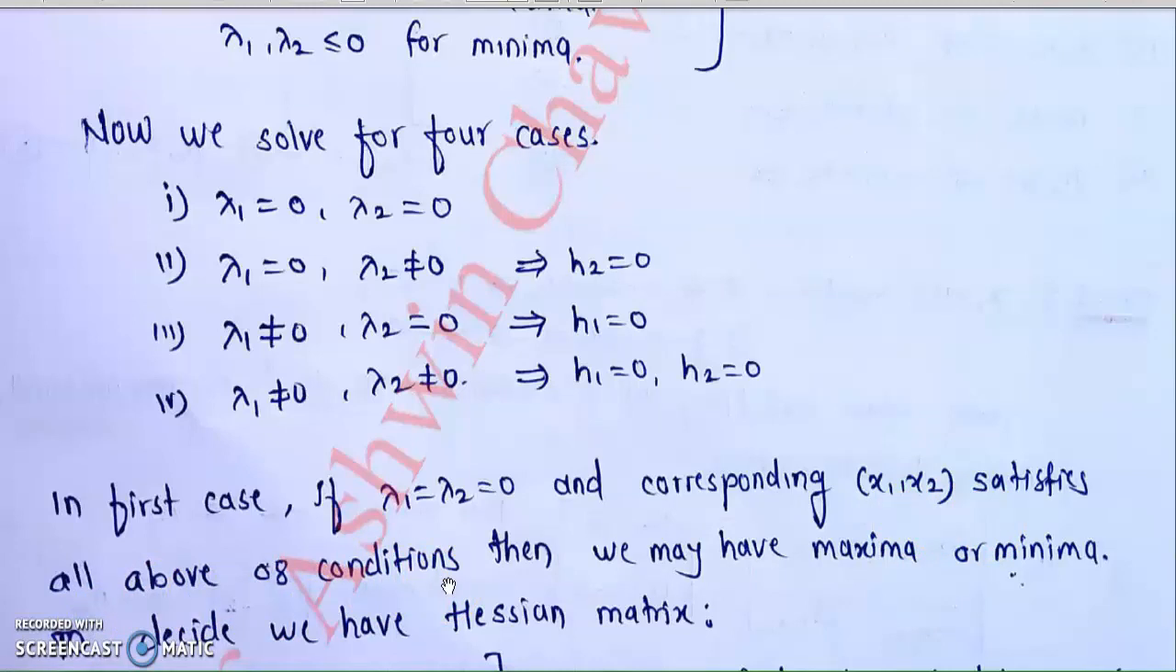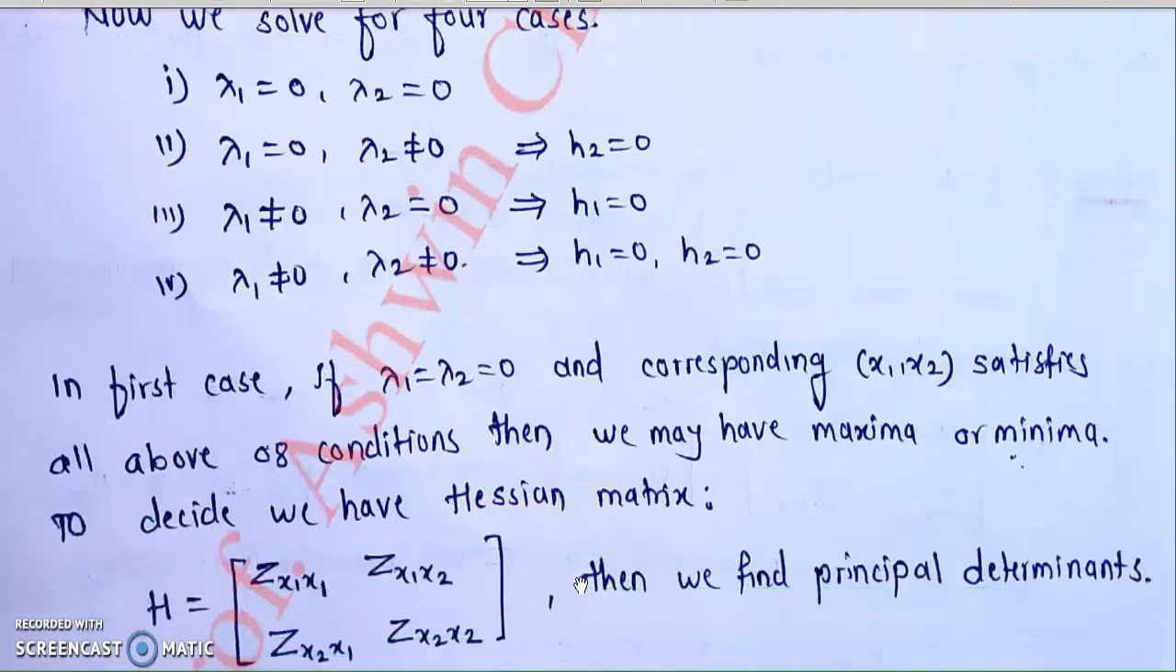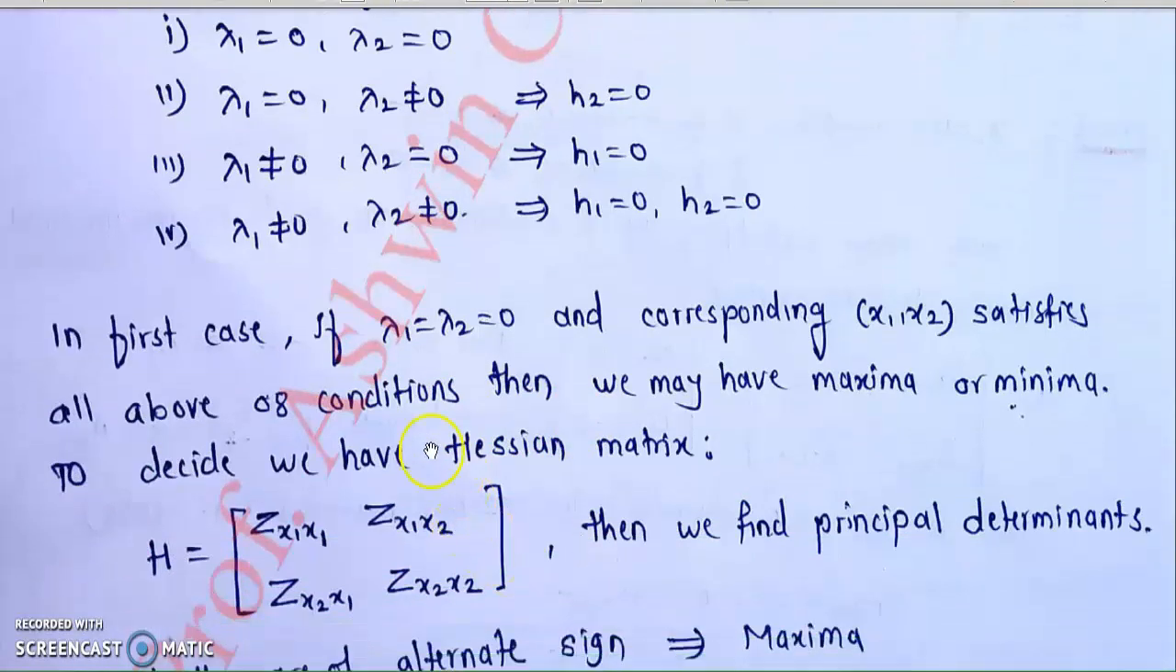If all these 8 conditions are satisfied, then we have to find out whether the function has maxima or minima, and for that we find the Hessian matrix denoted by H. It's a matrix of z x1x1, z x1x2, z x2x1 and z x2x2. This is nothing but the partial derivatives of z, where z is the objective function here. So the partial derivative of z with respect to x1 two times. This is the first derivative with respect to x2 and then the second with respect to x1. Then this is the partial derivative of z with respect to x1 first and then x2, and last is two derivatives of z with respect to x2, of course partial.